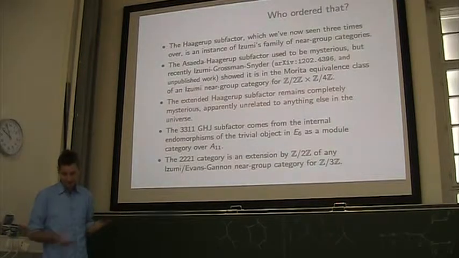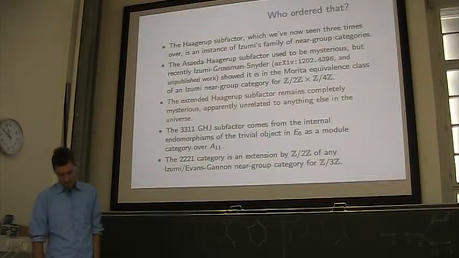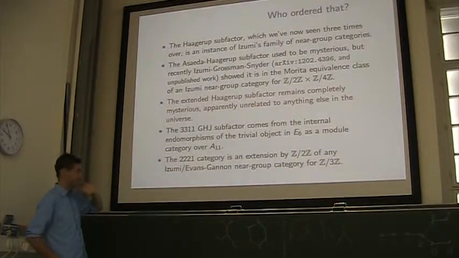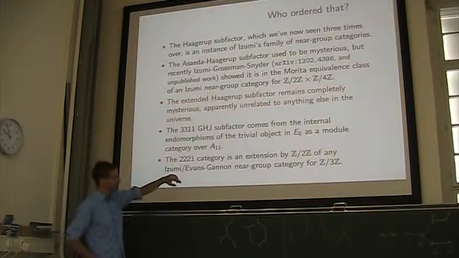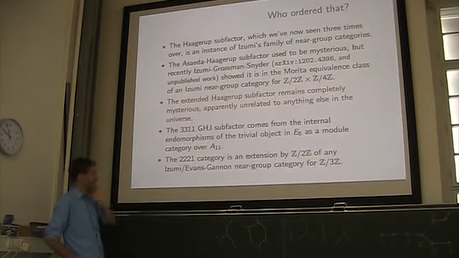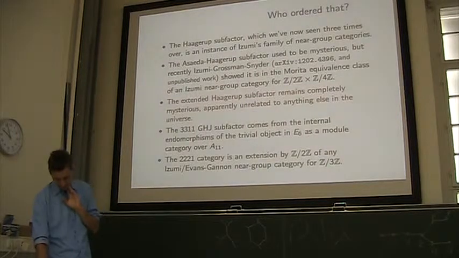The extended Haagerup subfactor is at this point apparently unrelated to anything else in the universe. I don't know what to say about it. The only construction of it is brutal. And then the last two subfactors are pretty simple. We understand very clearly where they come from. You can look at E6 as a module category over A11, and then look at the trivial object in E6 and look at its internal endomorphisms, and that's a model for the 3311 subfactor. And then the 2221 category is not quite one of those near group ones, but it's an extension by a finite group in a way that we understand. Okay.